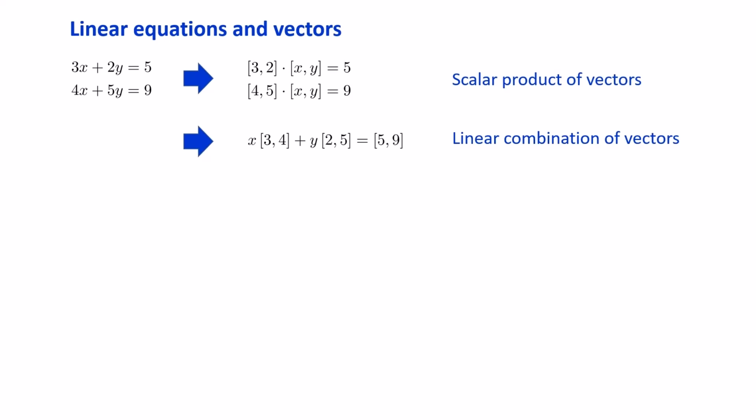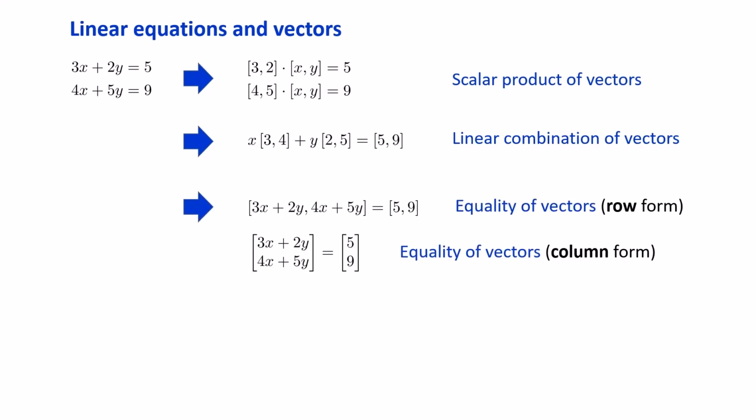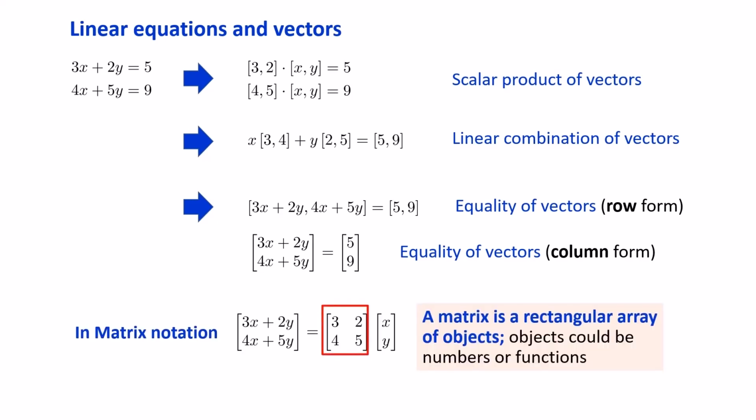We can of course simply write the equations as equality of vectors having two components. Such an expression can be written in two ways: row form, that is a horizontal format, or column form, that is a vertical format. In linear algebra, the column form is usually more common. We can now clean up this notation by bringing a new type of structure shown as 3, 2, 4, 5, known as matrix. Matrices in general are rectangular arrays of mostly numbers.